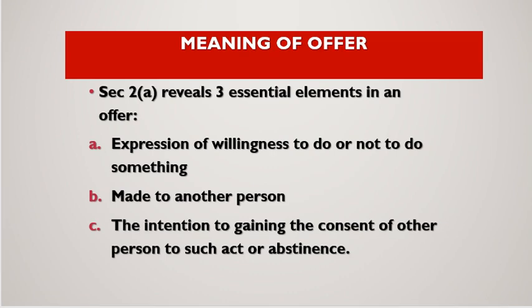Section 2(a) reveals three essential elements. There is an expression of willingness to do something or not to do something. Here the offer is made to another person; one cannot make an offer to himself. And the intention is that one party makes an offer to the other party to get his consent to such an act or abstinence.